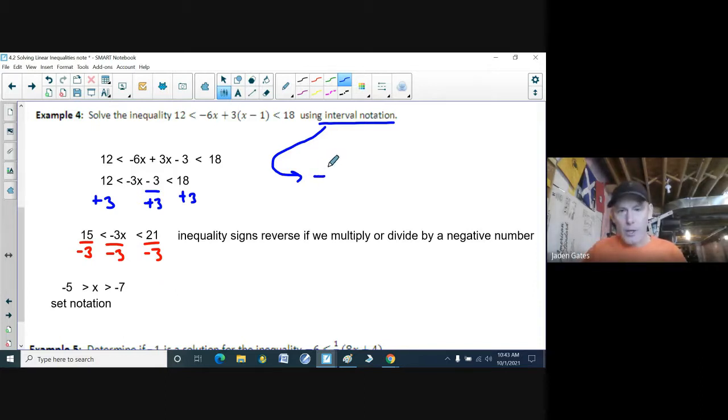And so it's going to be -7, comma, -5. Again, because we don't have equal signs here, round bracket, or in case of our number line, we would be looking at open circles. And there we go. So it's saying that x is between -7 and -5. And again, I put the negative 7 first because it's farther left on our number line. All right.